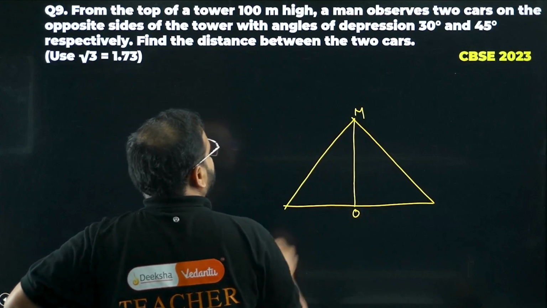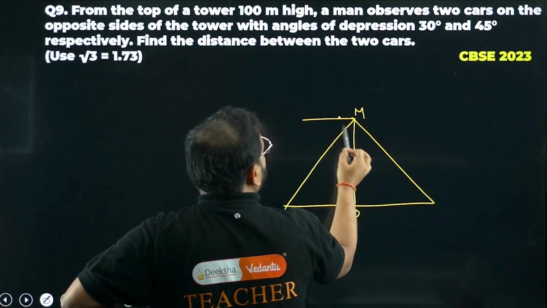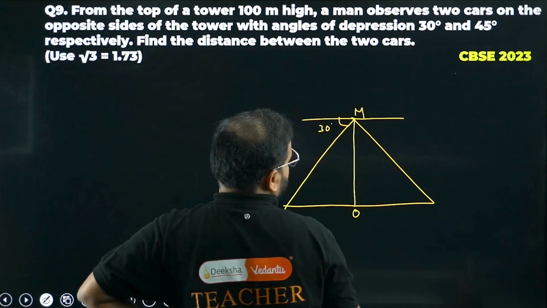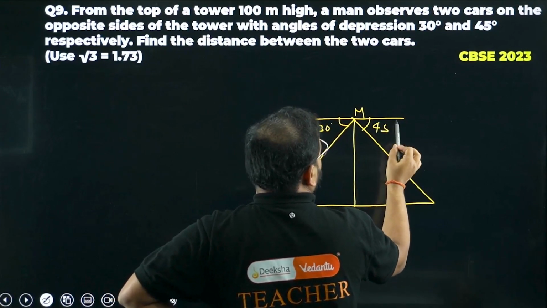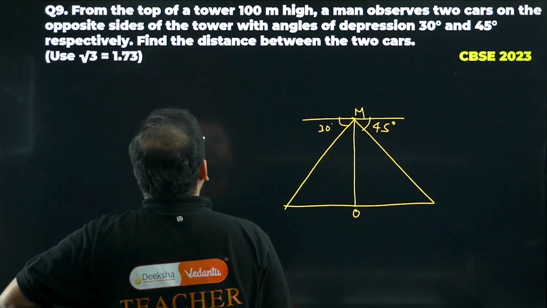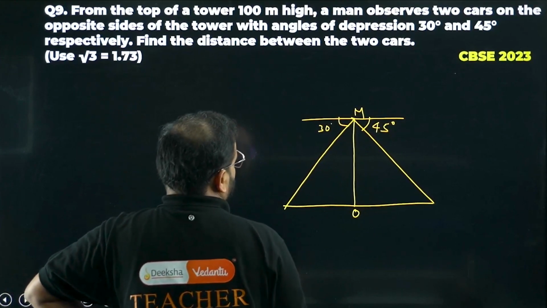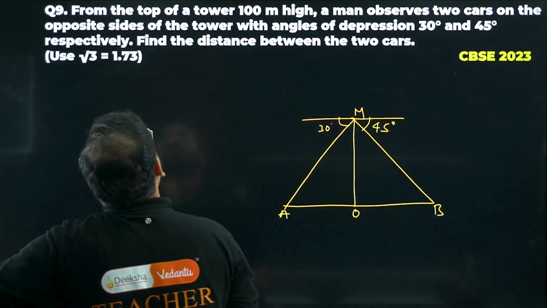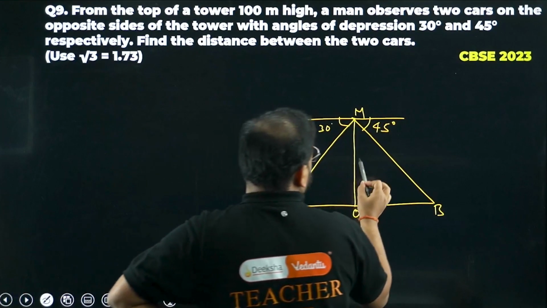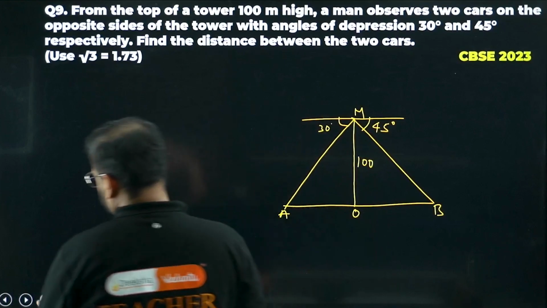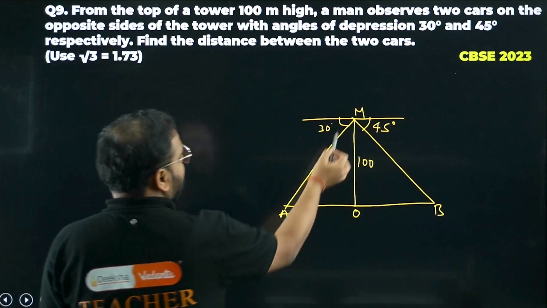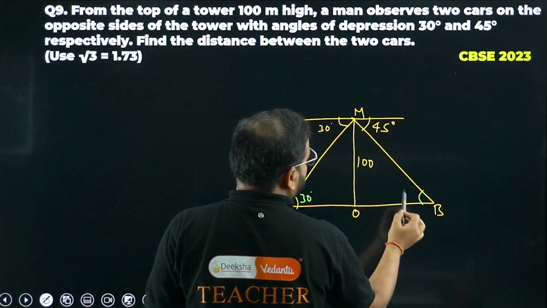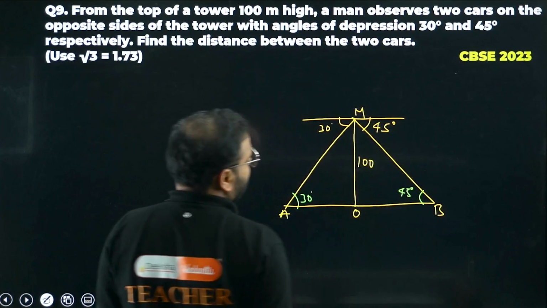Angle of depression is 30 degrees. So this angle is, let's say, 30 degrees. And this is what? This is 45, right? 45 degrees. Okay. Find the distance between the two cars. So let's call this point A, point B. What have they given? They've given the tower height as 100. Okay. Let's solve it. 30 is given here. Again, alternate angle, 30 degrees over here. 45 means this is also 45, sir. No problem whatsoever. 45 degrees over here.